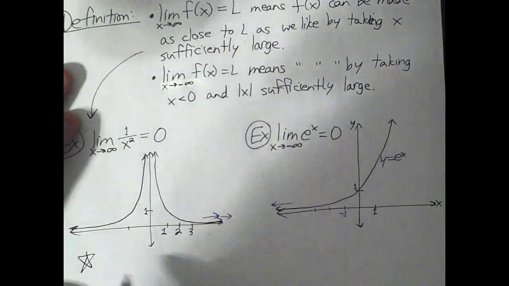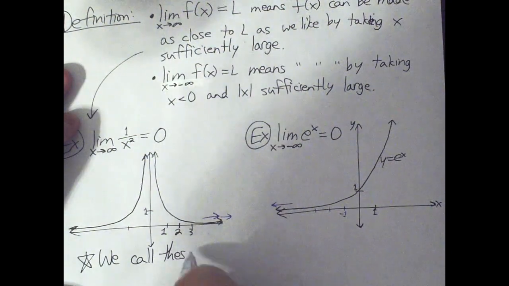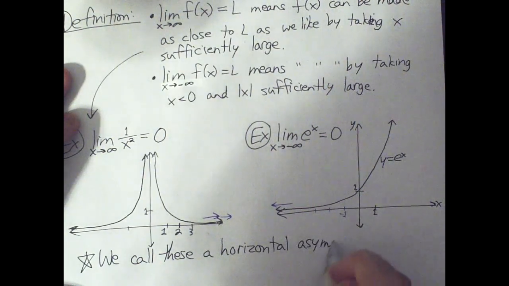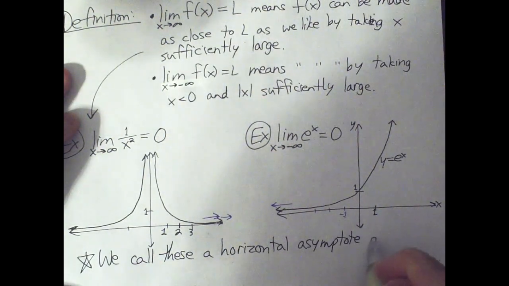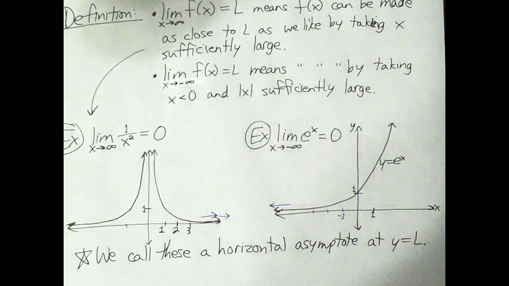Underneath these, I'm going to say we call these a horizontal asymptote at y equals L. In this case, it would be at y equals 0.